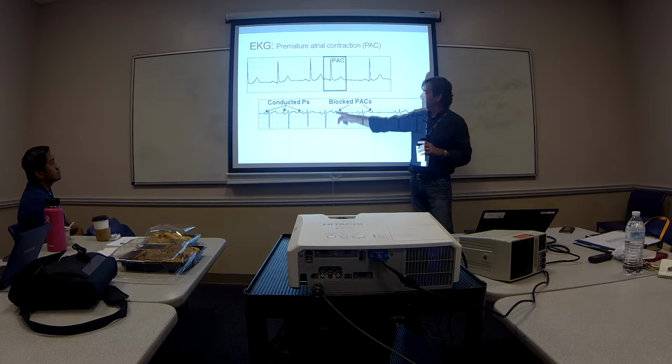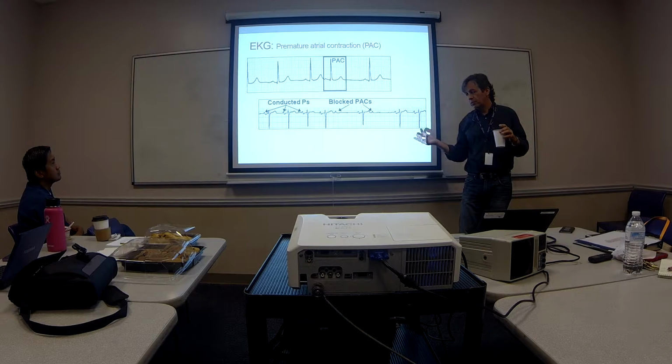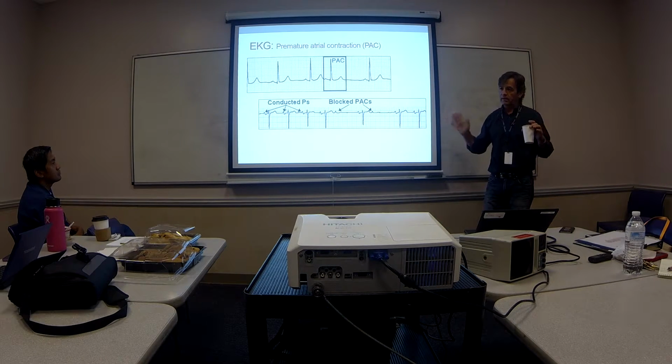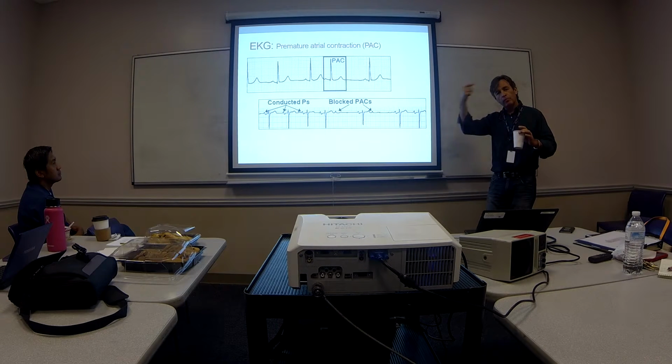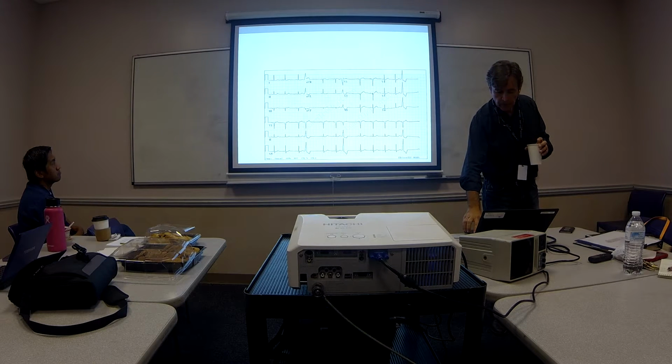Sometimes the PACs can be blocked. There's a premature beat. The normal sinus beat should be roughly here. There's a PAC coming in. It is blocked because the AV node says, hey, this is way too early. I cannot deal with that. You get a blocked PAC. Or like in the other case, the bundle branch says, no, this is way too early. I have to recover a little bit. And it gets conducted with a bundle branch block pattern.